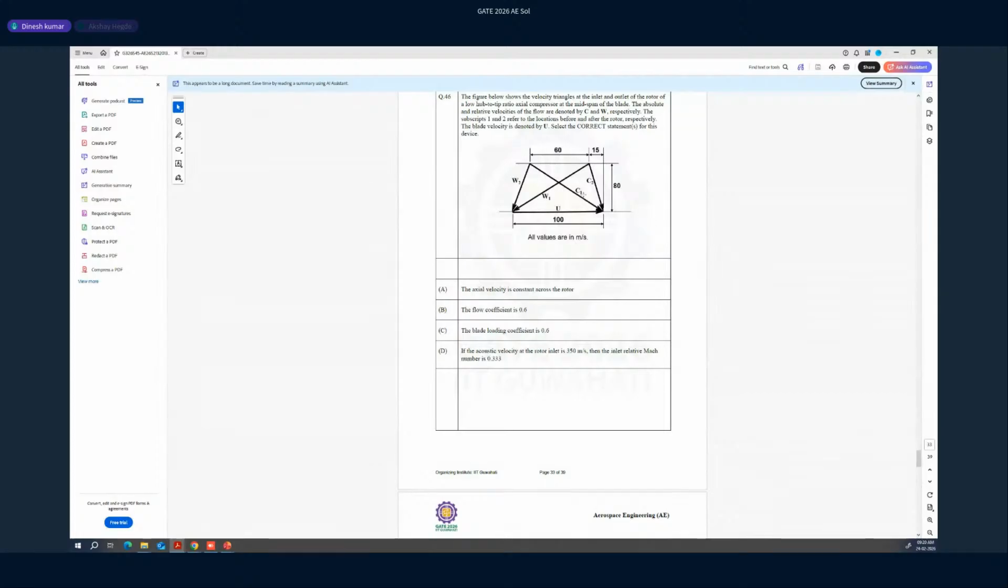So that's where a student can claim. Because C2 has to correspond to W2 here, and W1 and C1. So this is one triangle and this is the other triangle. So that is being misprinted.